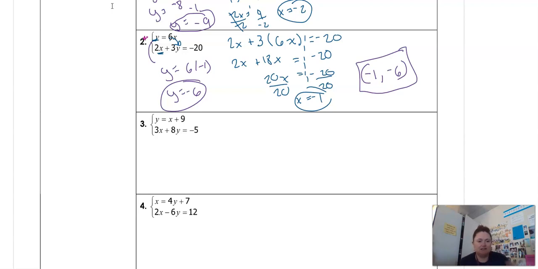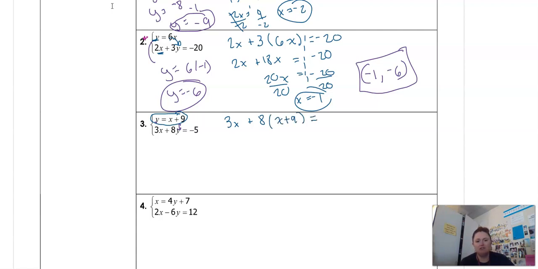Let's look at this next one. Look, it's already solved for y. So if you think you get what to do, do it. But I'm going to go over this one because, again, this x plus 9 is going to go in for y. Step 1's already done. You've already got this equation solved for y, but I'm going to replace my y in the second equation. So I have 3x plus 8, and then where the y is, I'm going to put parentheses, and I'm going to put x plus 9.